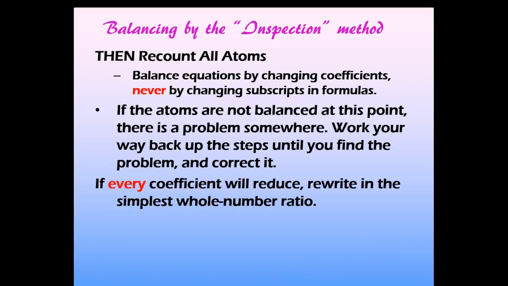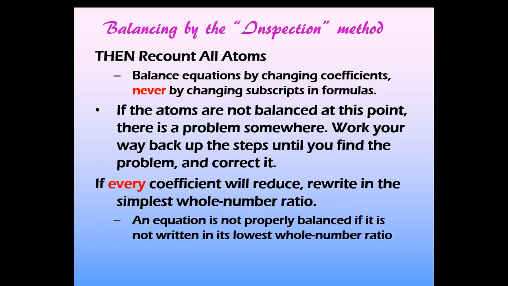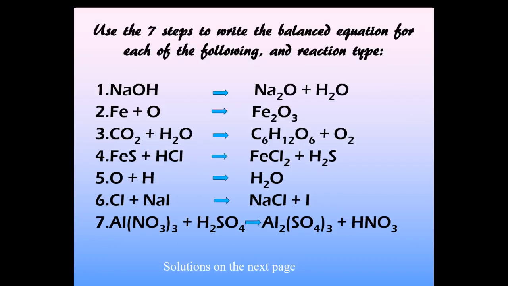If every coefficient reduces, say, by dividing it by 2, then you rewrite the equation in the simplest whole number ratio. So if your coefficients are 2, 4, 2, and 6, you would divide all of those by 2 to get the simplest whole number ratio. An equation is not properly balanced until it's written in the lowest whole number ratio of elements and compounds in the equation. Now, I would encourage you to maybe copy this in your notebook and balance these equations using the inspection method.